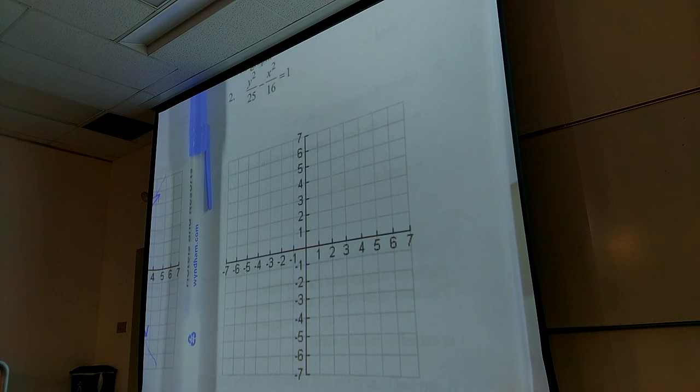Now, if you go to pre-calculus, you will get a little deeper into some of the stuff we're talking about with parabolas, circles, ellipses, hyperbolas. You will get deeper into them. This is just introductory level stuff. Right?